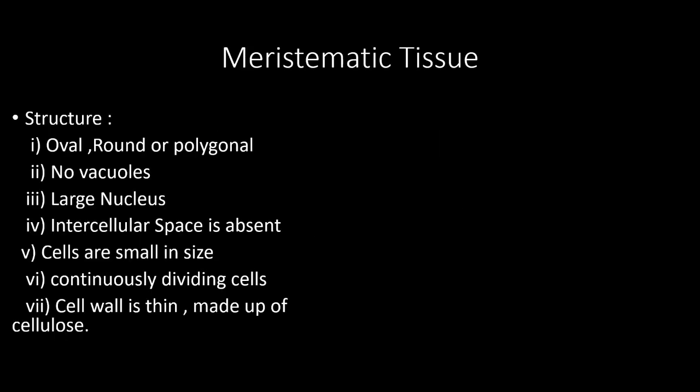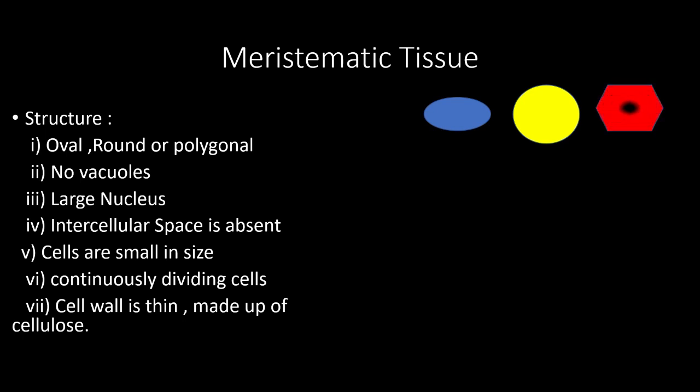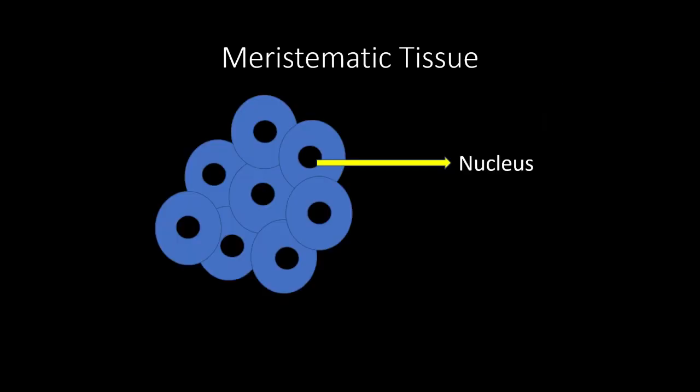Let's start. Meristematic tissue, the structure. The meristematic tissues are made up of cells. Those cells can be oval, can be round or spherical, or can be polygonal in shape. They do not have vacuoles. They have large nucleus. They don't have intercellular spaces. These cells are very small in size. These cells have cell wall but thin cell wall, and that cell wall is made up of cellulose. These cells are continuously dividing cells.